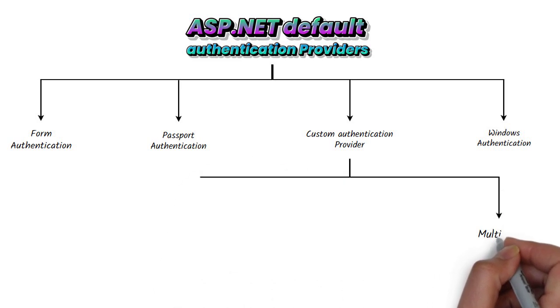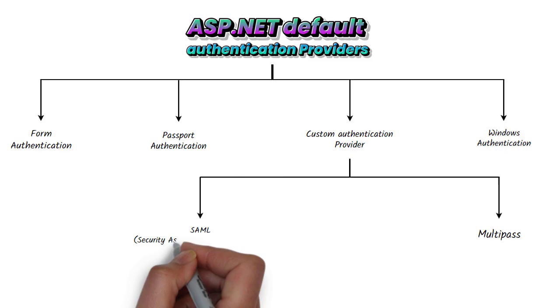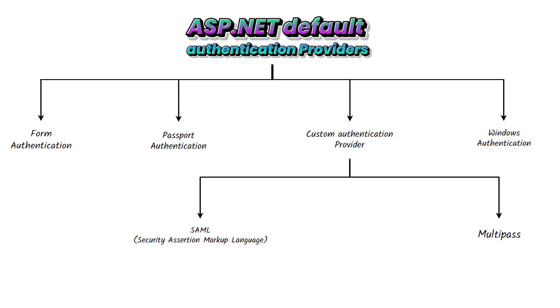Multipass, which is also known as single sign-on. Multipass is used when you have multiple applications or websites. One login for multiple platforms. SAML, Security Assertion Markup Language. SAML is an XML based authentication framework used in enterprise level applications. Its main purpose is to enable single sign-on across different domains.